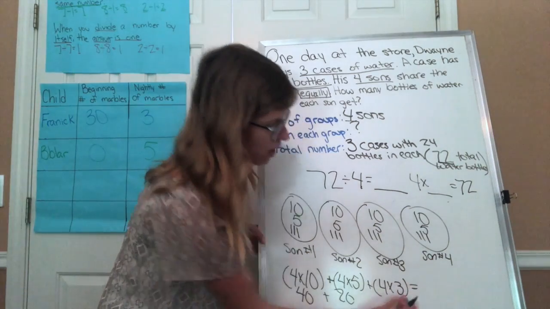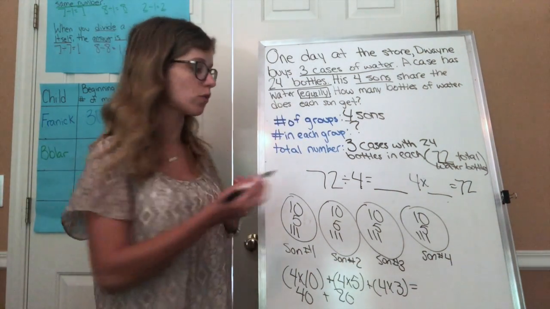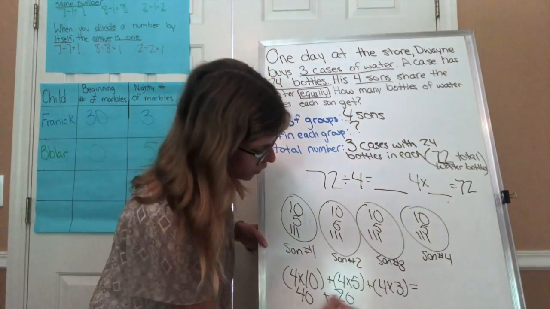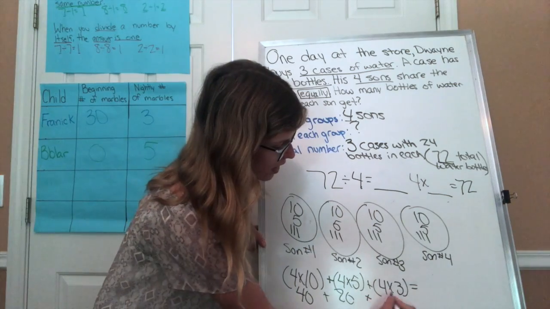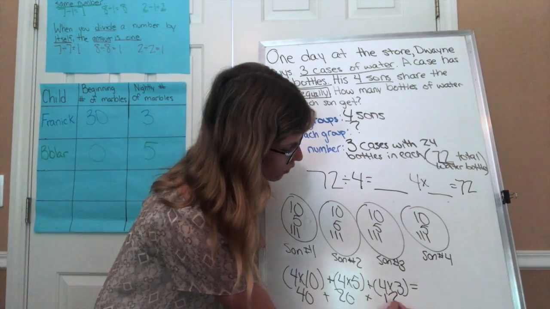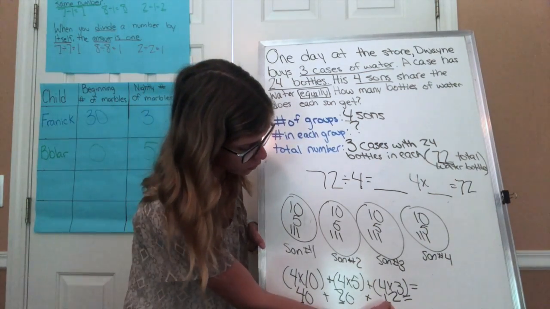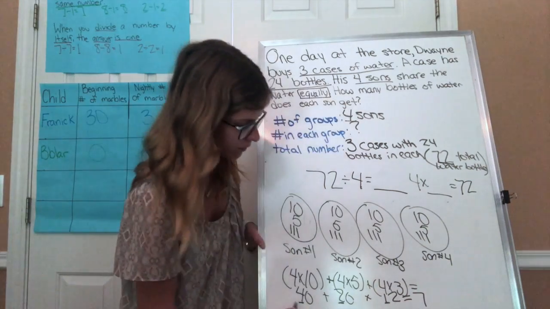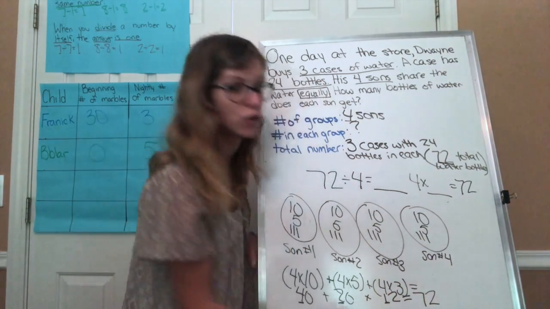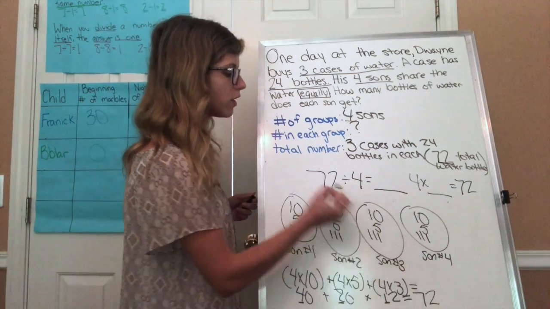So let's make sure that all of these equations added together still equal the 72 water bottles that I need. So I had 4 times 10, which is 40, 4 times 5, which is equal to 20, and then 4 times 3, which is equal to 12. So 4 tens plus 2 tens plus 1 ten would equal 7 tens and 2 ones. So I have the same amount as my total here as here.